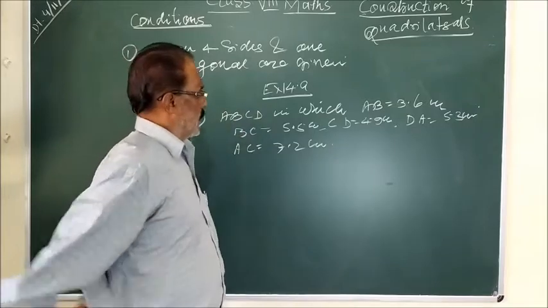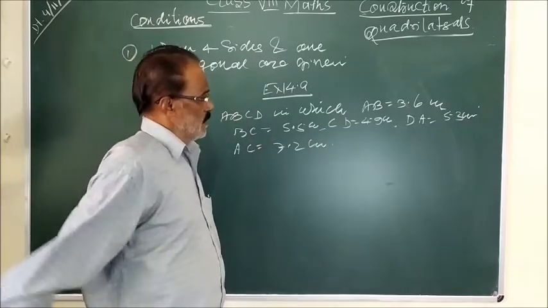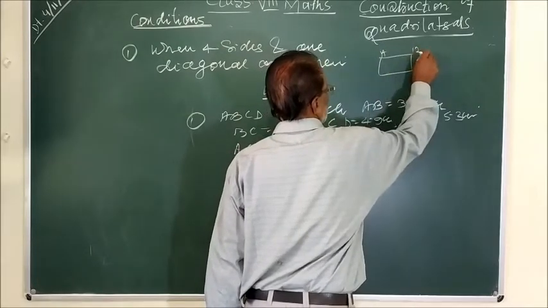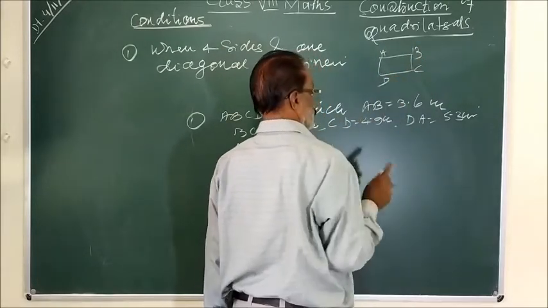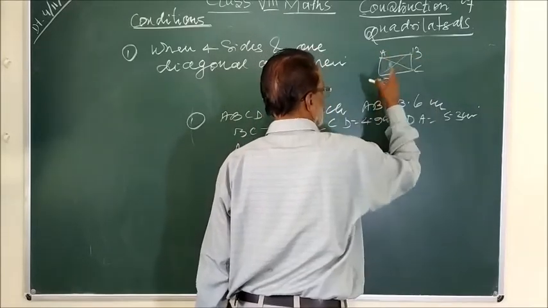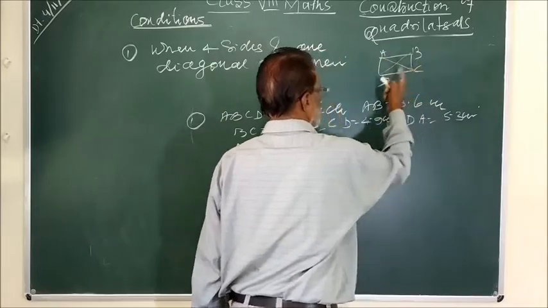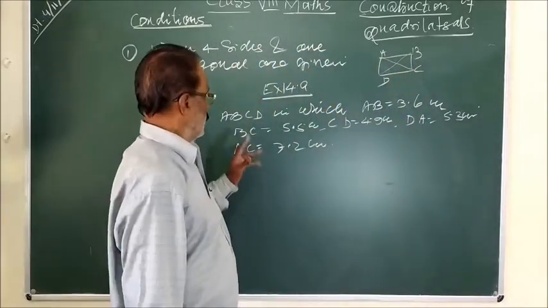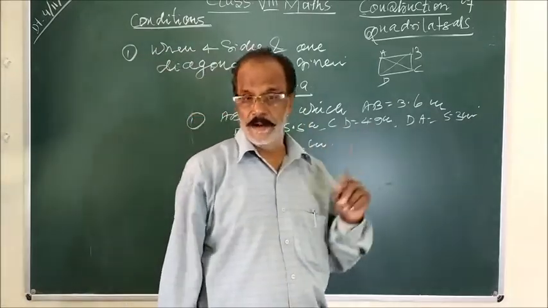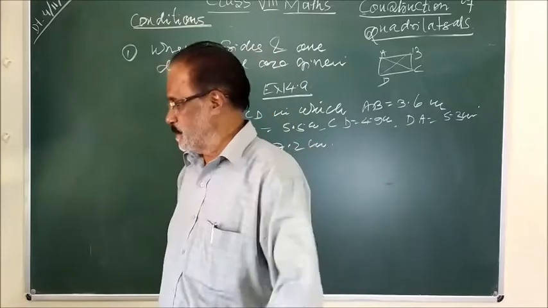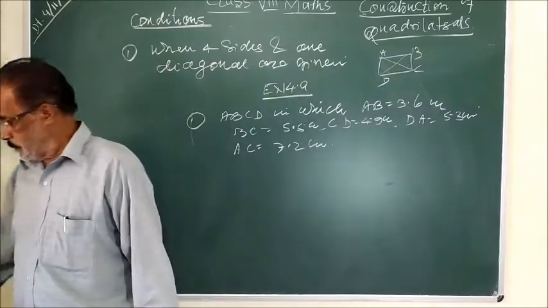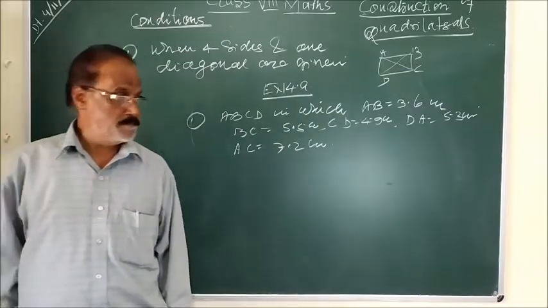Now you see here, construction of ABCD. Roughly, suppose this is the quadrilateral ABCD we have to draw, and the diagonals are AC and BD. So 4 sides AB, BC, CD and DA are given and 1 diagonal AC is given. How will you construct the quadrilateral? This is the first situation in which you have to draw a quadrilateral.